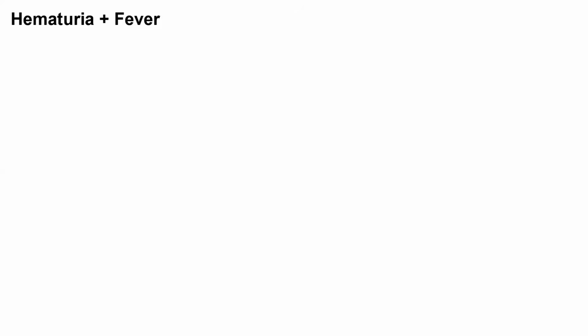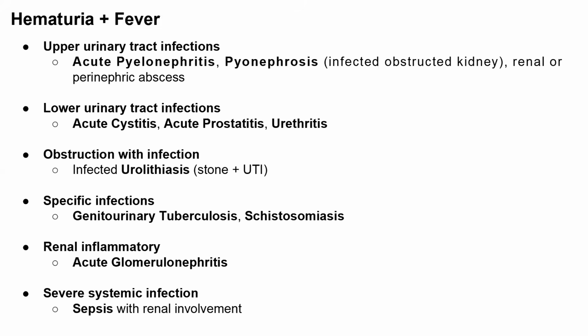Next, we move to hematuria with fever. Common causes include the upper tract infections such as acute pyelonephritis, pyonephrosis, abscesses, lower tract infections such as cystitis, prostatitis, urethritis, obstruction with infection such as infected urolithiasis. Specific infections such as genitourinary TB, schistosomiasis, renal inflammatory diseases such as acute glomerulonephritis, and severe systemic infections, that is sepsis with renal involvement. Now, cystitis has multiple types, which we have described in the next slide.